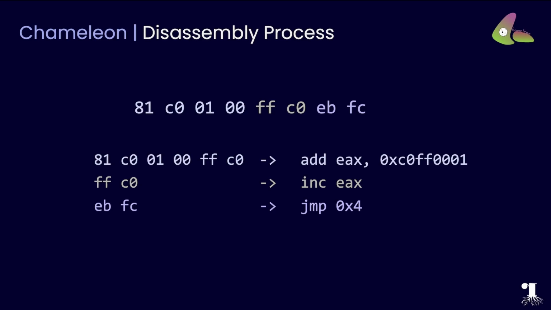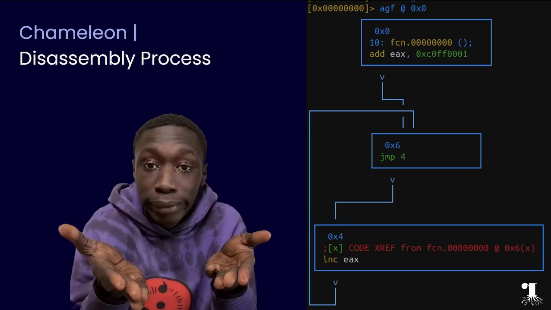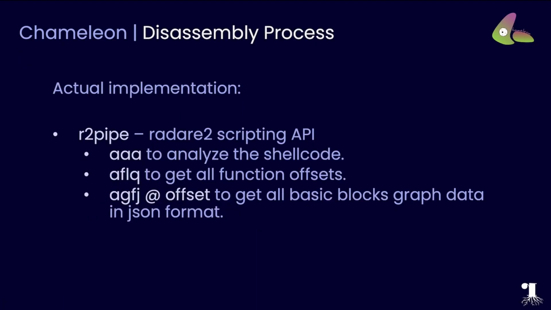The solution: get the disassembly data from a basic block graph or control flow graph. For more information, a basic block is a straight-line sequence of instructions with no branches except for the entry and no branches except from the exit. So it's a continuous block of instructions that runs smoothly. And how do we do it? Well, with R2, of course, we can use the agf command to get the basic block graph of a function, and in this case we use it in Python with r2pipe.